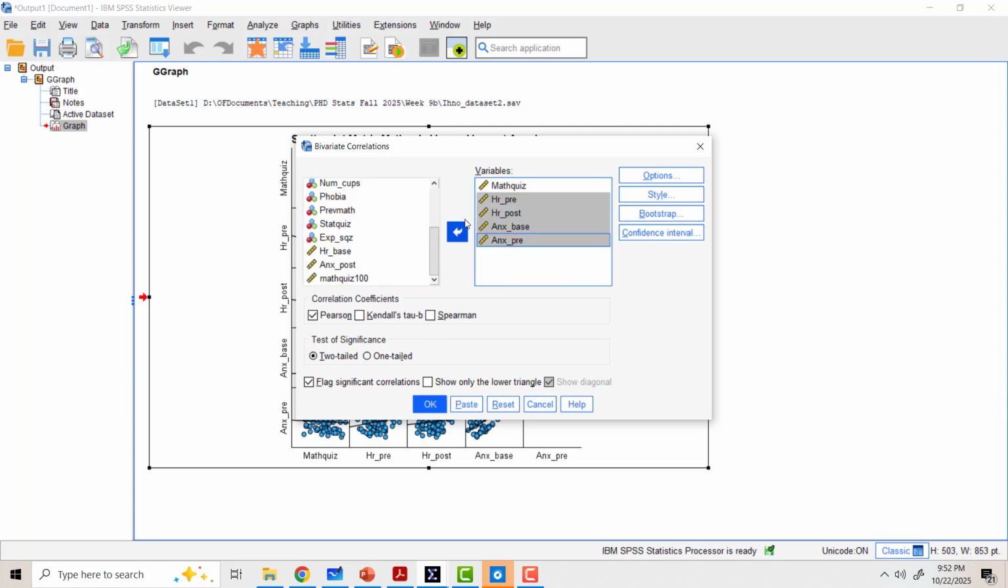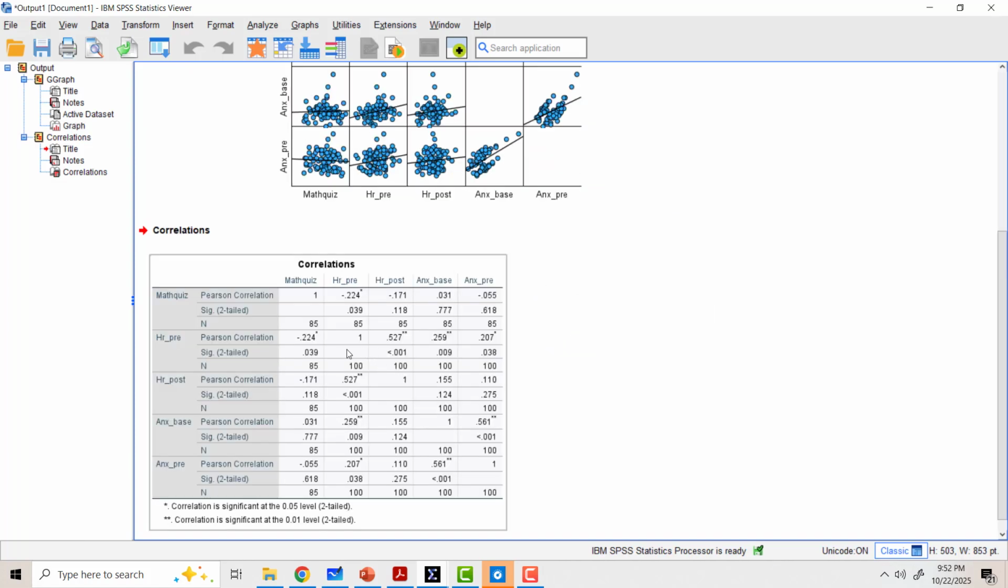We're just going to click the basics. We're going to do a two-tailed test. We're going to flag significant correlations. Then we're going to stick with the Pearson. And here we have it. So we have a table here.